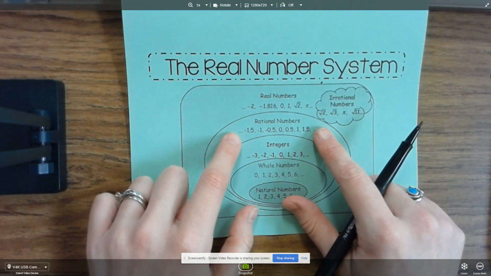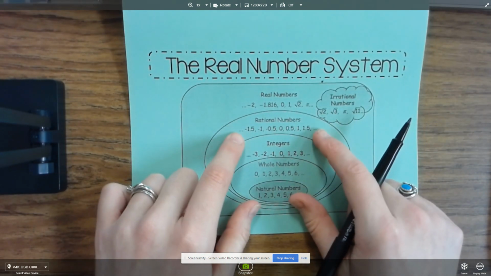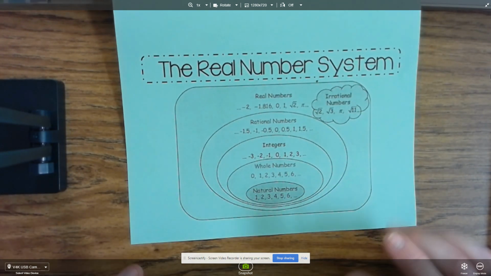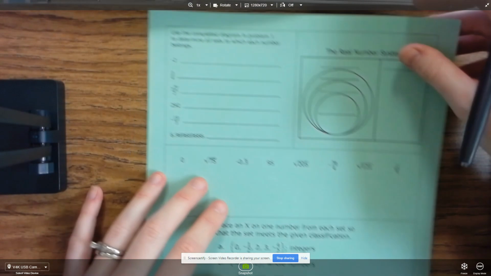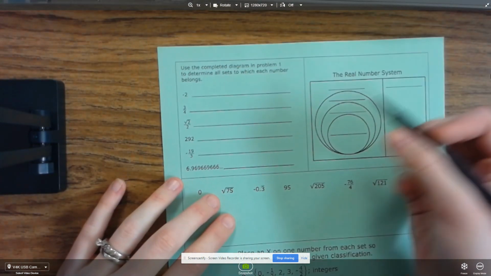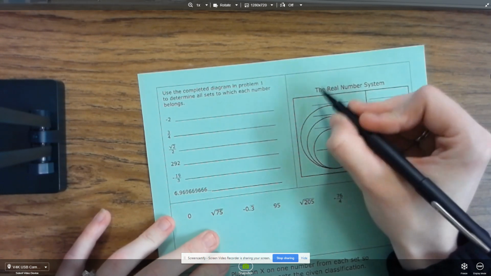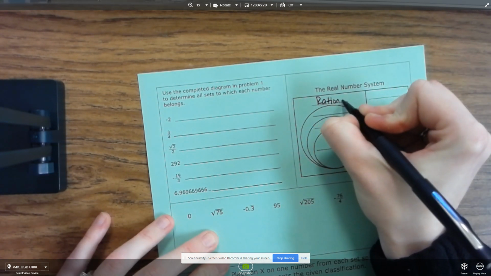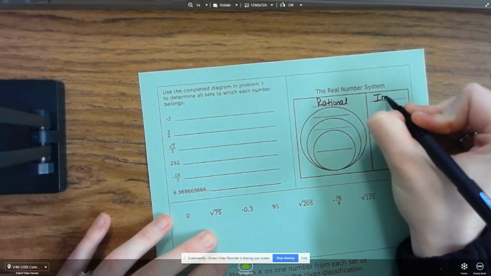If they're rational numbers, we can keep going. We can keep classifying them. So they can be integers, they can be whole numbers, or they can be natural numbers. And so it says use the completed diagram. So let's do that first. So again, all of our numbers are real numbers, and they're either going to be rational or irrational.